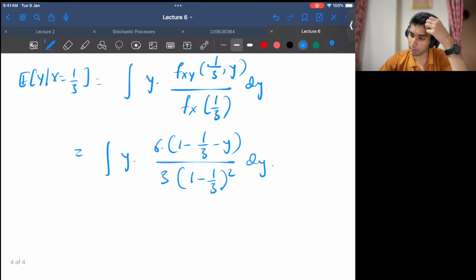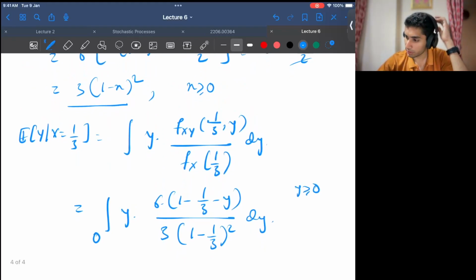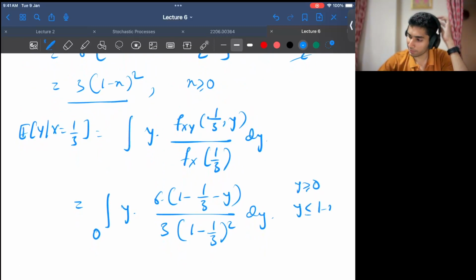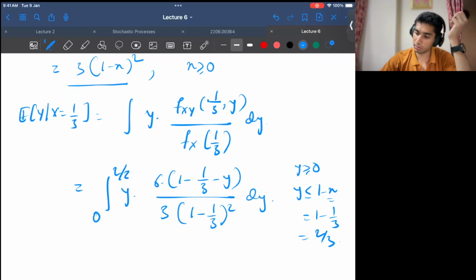And what is the limit of y? Again, y is always greater than or equal to 0, so it will start from 0. Until where will it go? We just saw that y is less than or equal to 1 minus x and x is equal to 1 by 3, so this will become 1 minus 1 by 3, which is equal to 2 by 3. So this will go till 2 by 3.